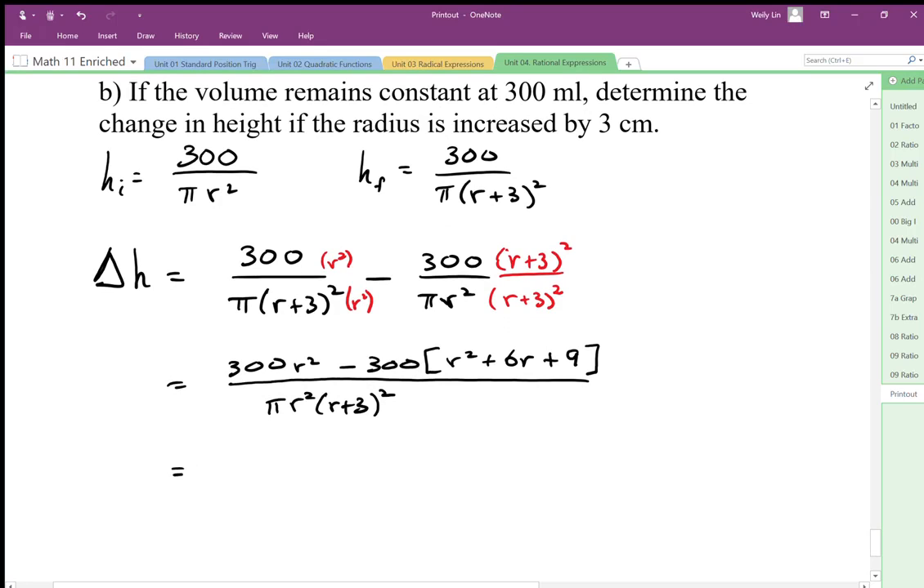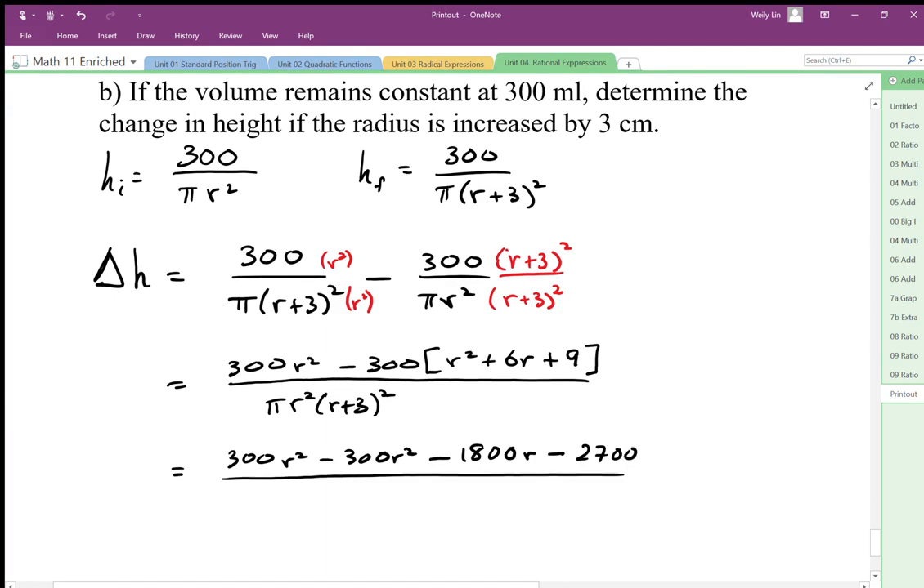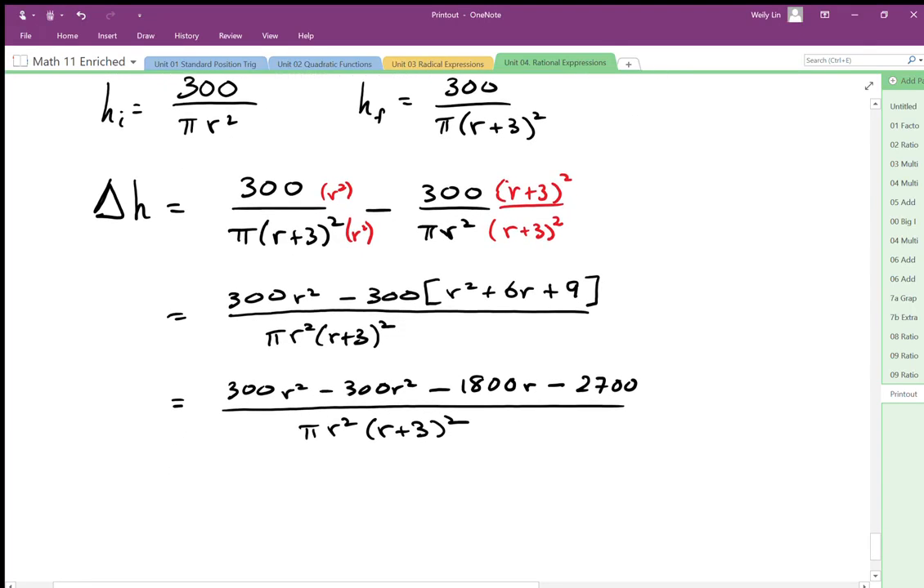Okay, so then we're going to expand this out. So 300 r squared minus 300 r squared. Conveniently, the r squareds cancel out. We're left with 1,800 r minus 2,700. And that's all over pi r squared r plus 3 squared. Okay, keeping the same denominator. Cancel out the common terms here that undo each other.